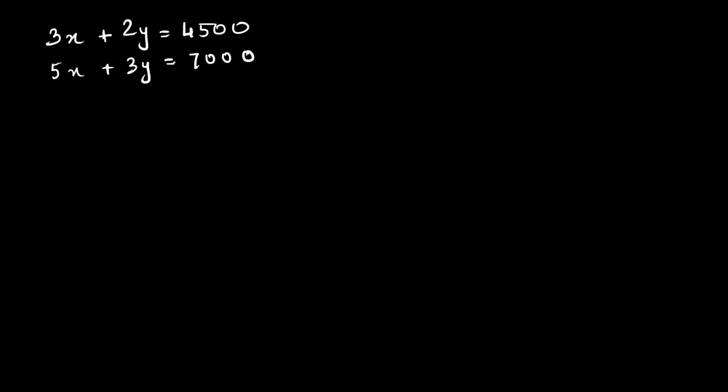So in question 6, the equation was 3x plus 2y is equal to 4,500 and 5x plus 3y is equal to 7,000. Okay, everyone message me yes if you all remember how this equation we got. Correct? Okay. Now discussing how to get the answer for this.